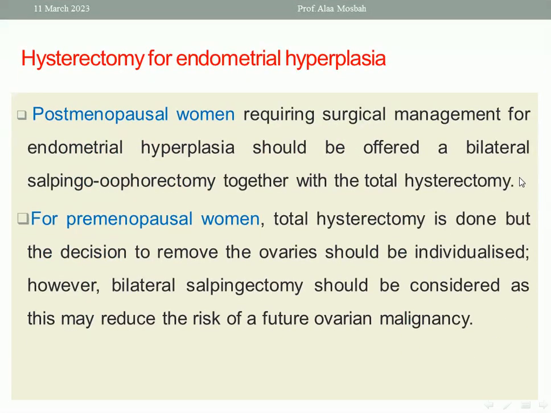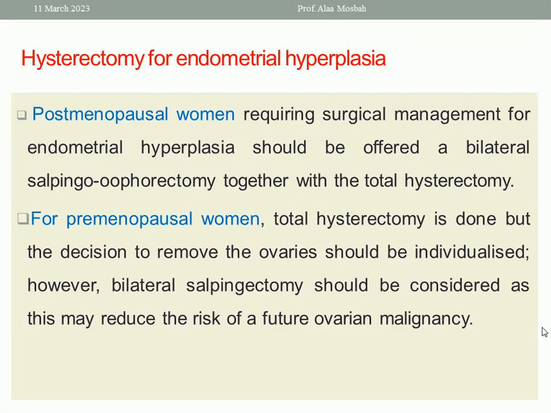Okay, so hysterectomy for endometrial hyperplasia. What is the difference between postmenopause and premenopause? In postmenopause, requiring surgical management for endometrial hyperplasia, you should offer bilateral salpingo-oophorectomy together with total hysterectomy. It's important to know. What about premenopausal women? Total hysterectomy is done, but the decision to remove the ovaries should be individualized.